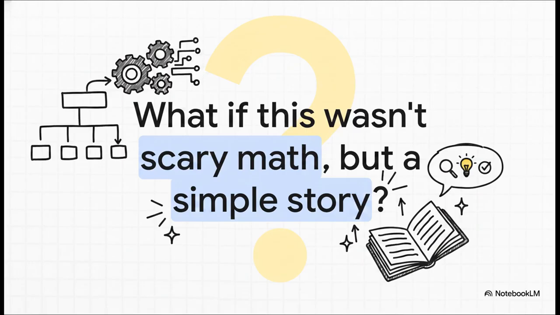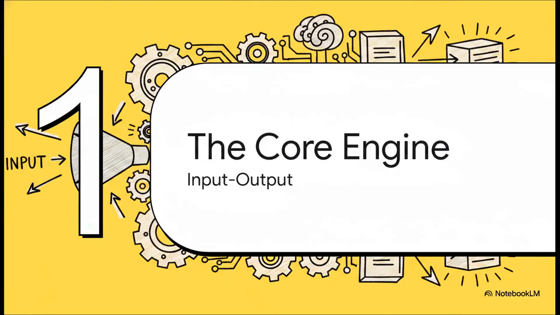I promise, by the end of this, you're going to be able to look at that formula and know exactly what's going on inside these incredible AI systems. All right, first things first, let's start at the very beginning and break down the absolute fundamentals. At its core, any AI is really just about taking something in, doing some thinking, and then giving something back. It's a simple input-output engine, you know?